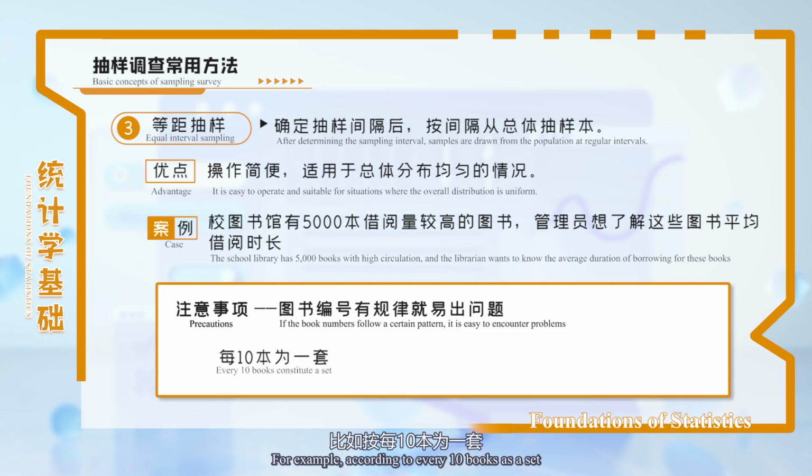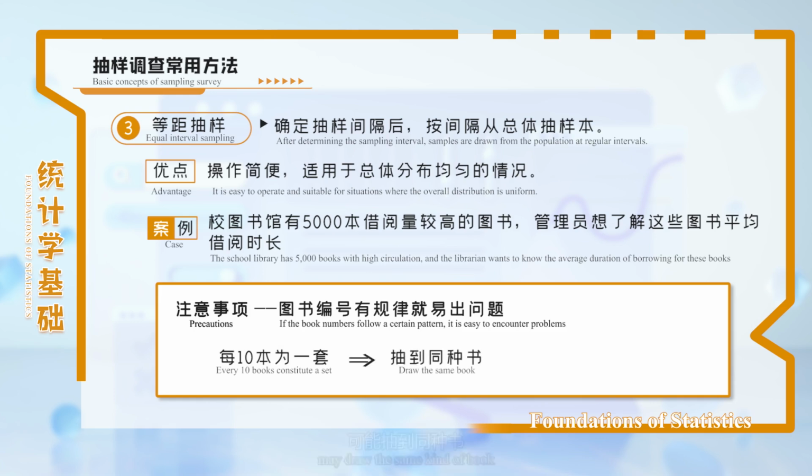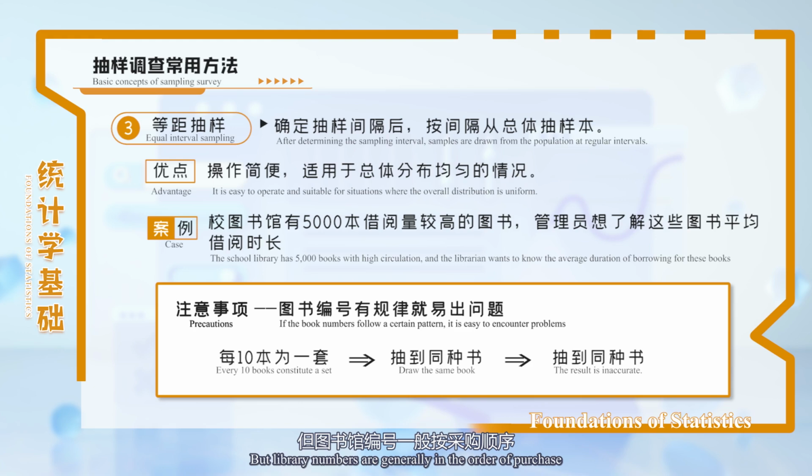For example, if every 10 books are a set, textbook number interval 10 sampling may draw the same kind of book. It might make the results inaccurate, but library numbers are generally in the order of purchase, so this situation is rare. It's easy to see that the isometric sampling is suitable here.